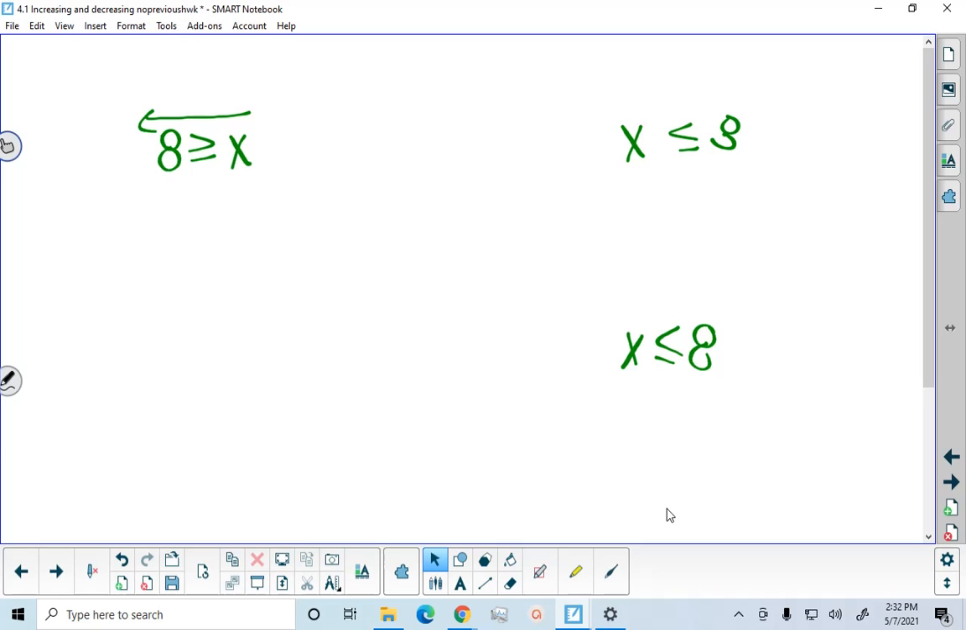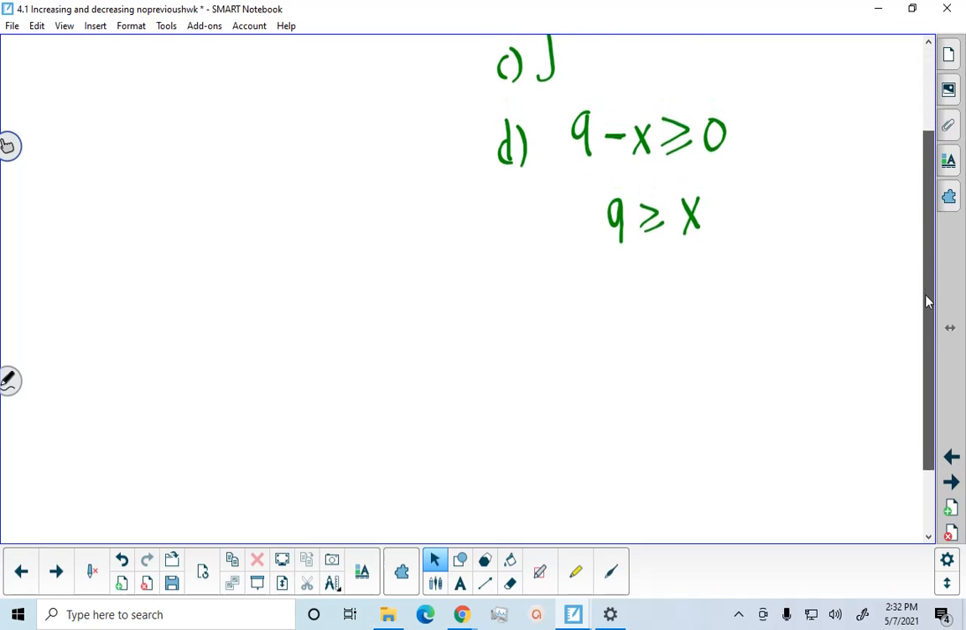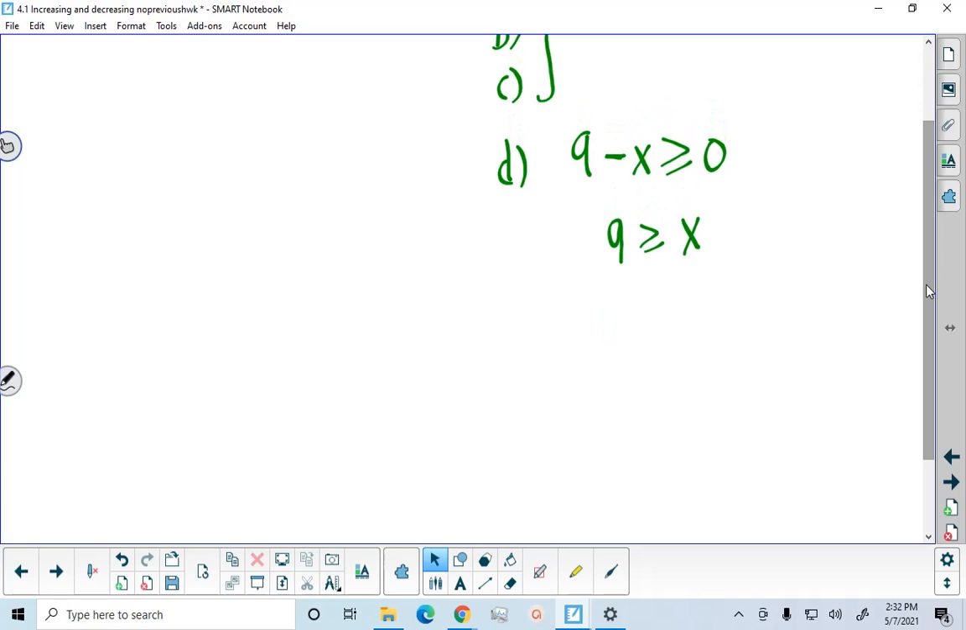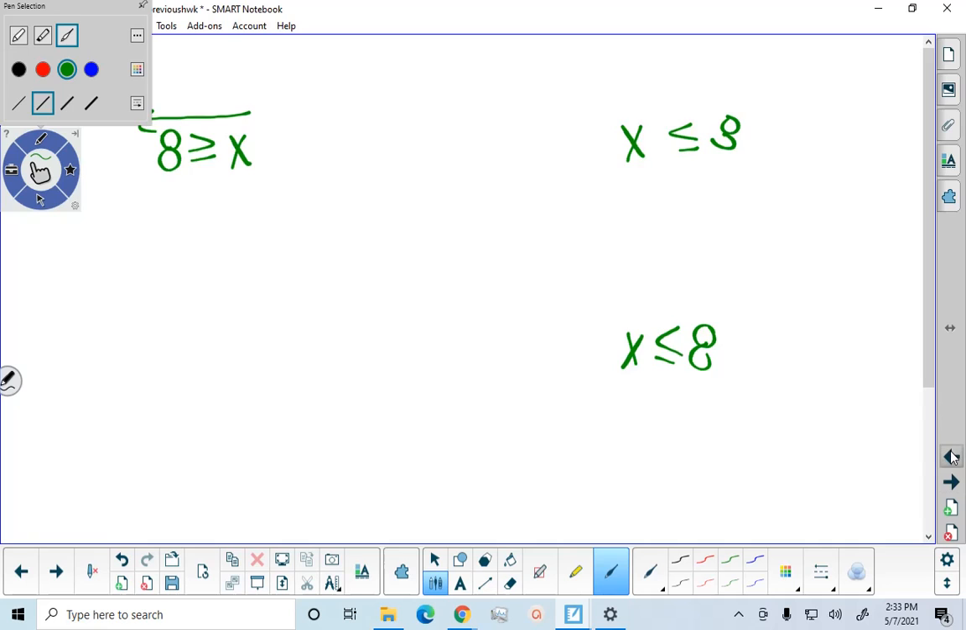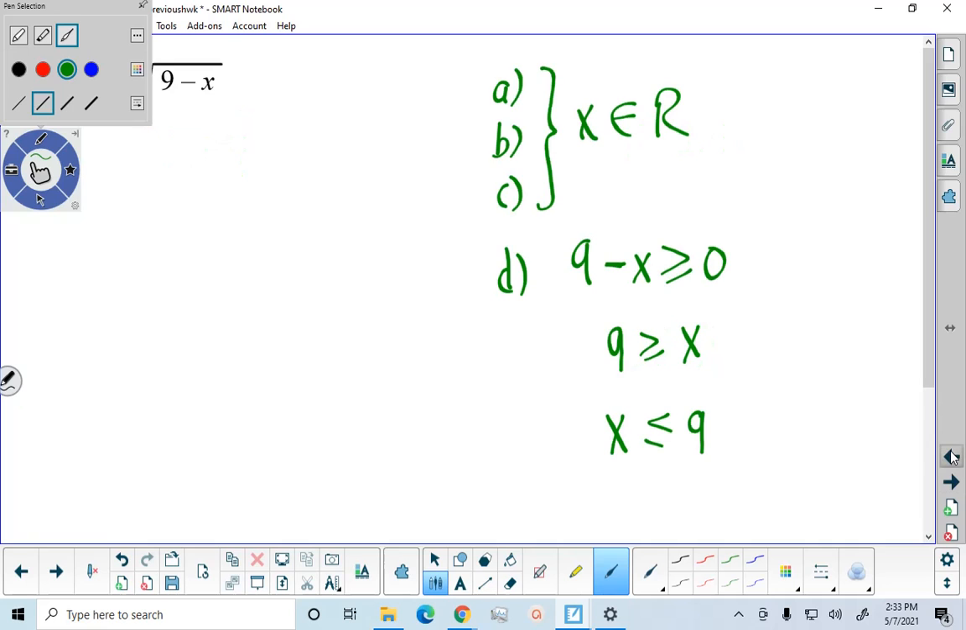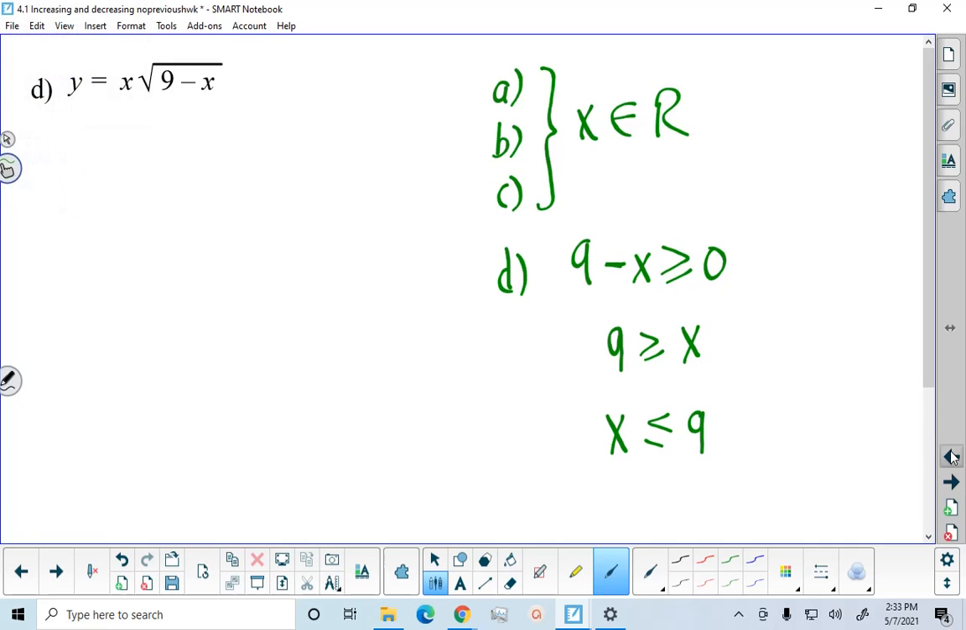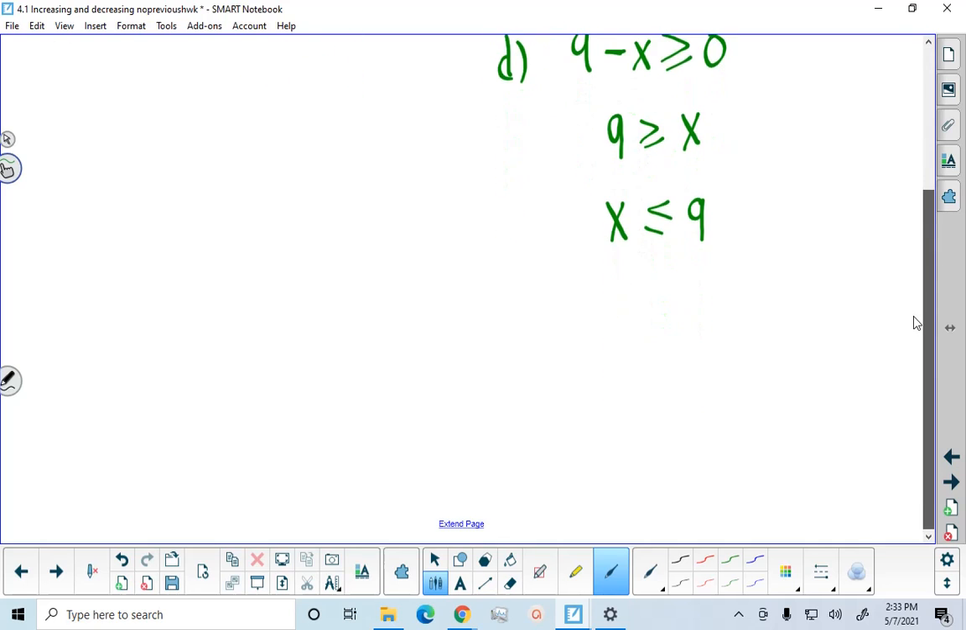So this is one way that you can find the domain. What the domain is here is x is less than or equal to 9. Now there's another way you could come up with that domain. I'm going to put it up here, by the way. Junior high teachers like this method, and that's fine if you can remember it.